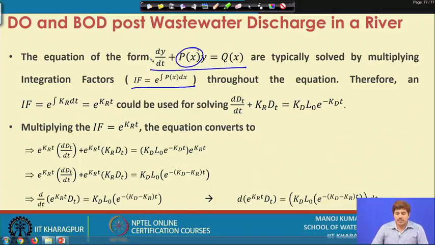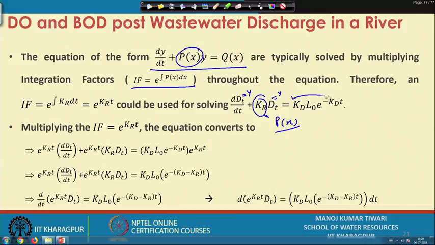So, our existing equation is something like this. If you say that y is equal to Dt here, then this becomes y and our px becomes kr. This is our px, and of course, this is our qx. If the equation is of this form, we can use an integrating factor, which has to be e to the power integration of px dx. So, instead of px we have kr, so e to the power integration of kr dt, because this is our y here. Since integration of kr dt will be kr into t, this becomes e to the power kr t.